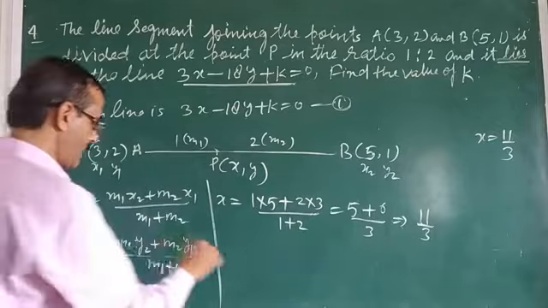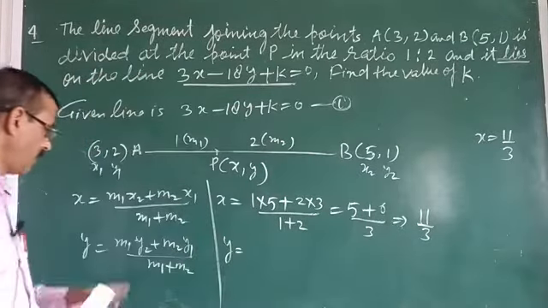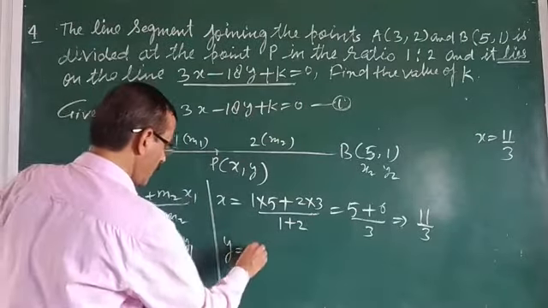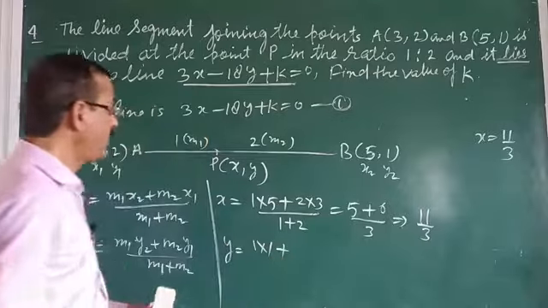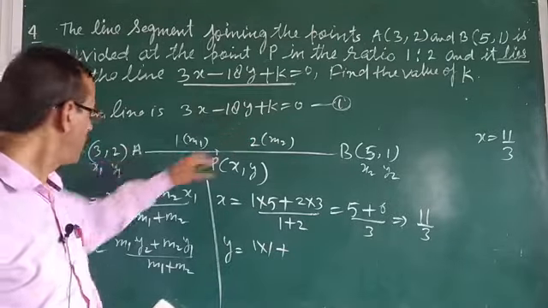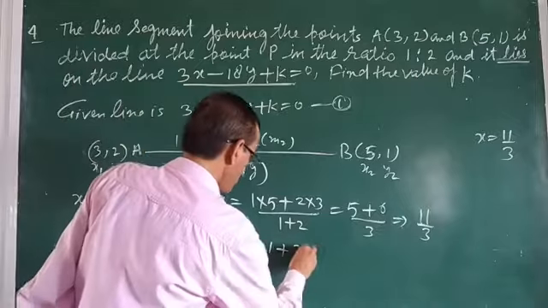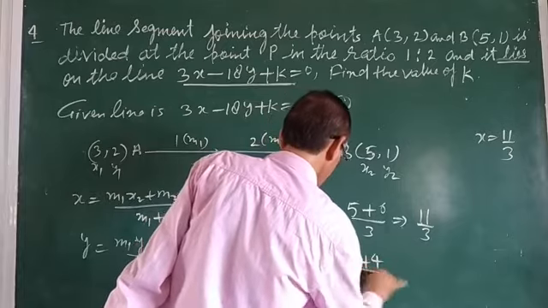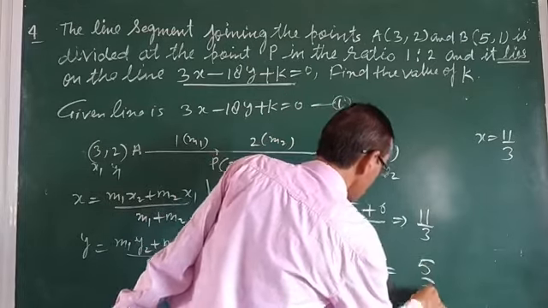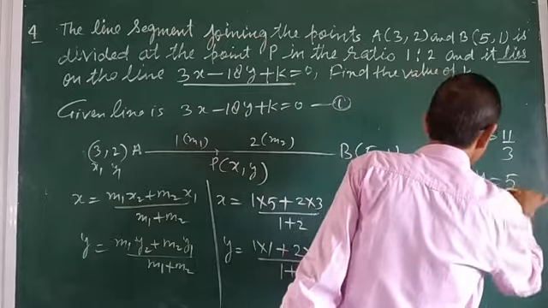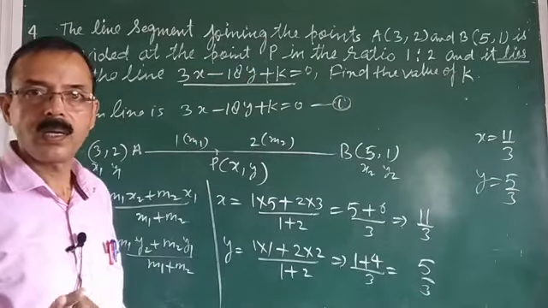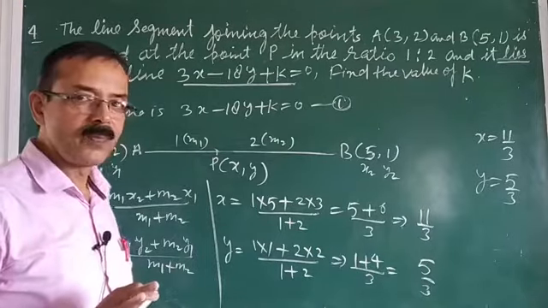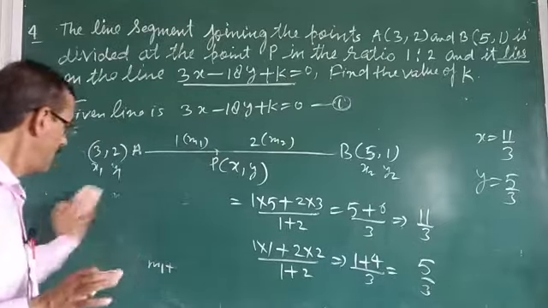Similarly, we have to find the y value. Y is m1 y2, 1 into 1, plus m2 y1, 2 into 2, whole upon 1 plus 2. What will be here? 1 plus 4 upon 3, which is 5 upon 3. So we found that y is equal to 5 upon 3. Right? So the coordinate of P came. Now let me remove this.